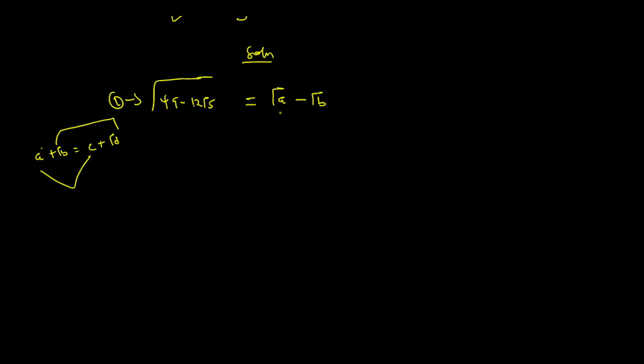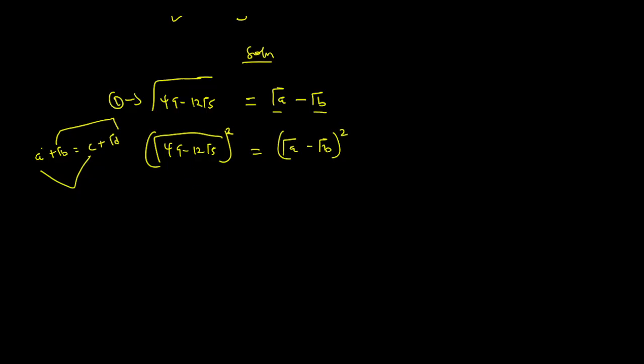Say your final answer is always in the form root of a minus root of b. If here was plus, we would have written root of a plus root of b, right? So the next thing is let's square both sides of the equation. So we have the square root of 49 minus 12 root 5, all squared, equal to square root of a minus square root of b, all squared.